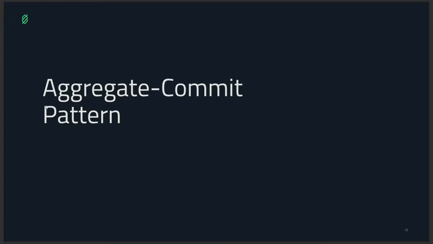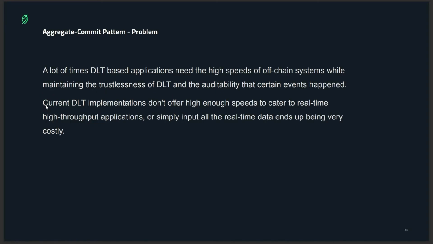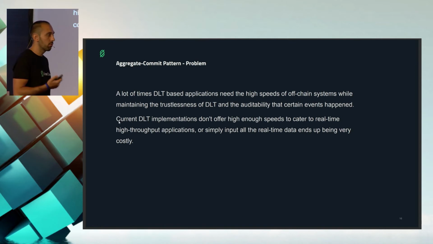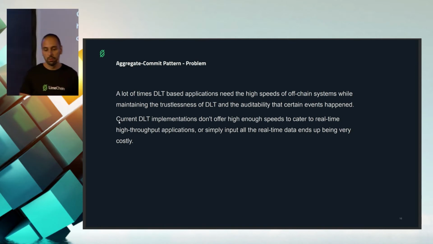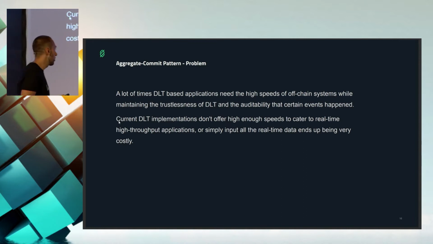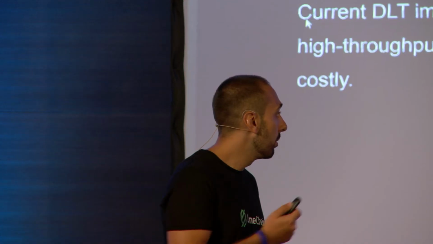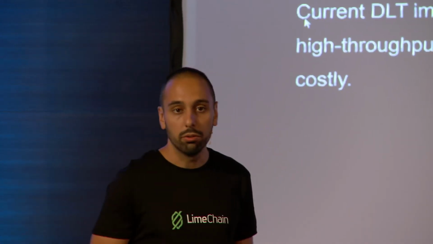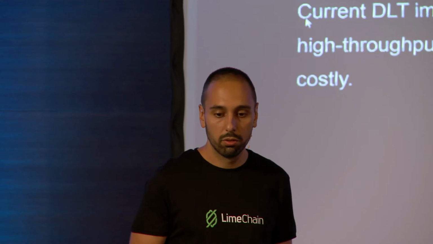Aggregate commit pattern is another scalability pattern. A lot of DLT-based applications need to use high speeds of off-chain systems while still maintaining the trustworthiness of the decentralized ledger. And current DLT applications don't offer quite high enough speeds to cater to real-time high throughput applications, or essentially their real-time data ends up being very costly to maintain. So what can you do?